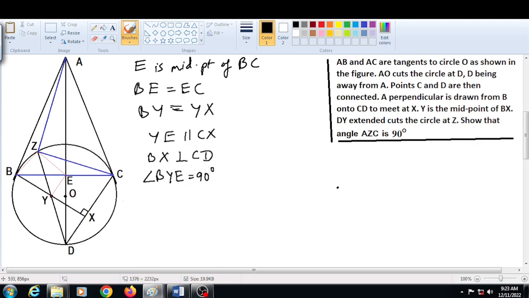Now we will show that quadrilateral BZEY is cyclic. Quadrilateral, let me write here.